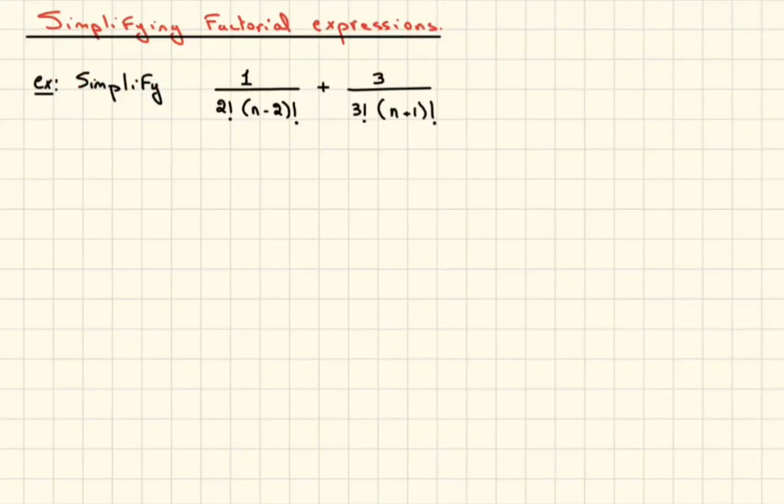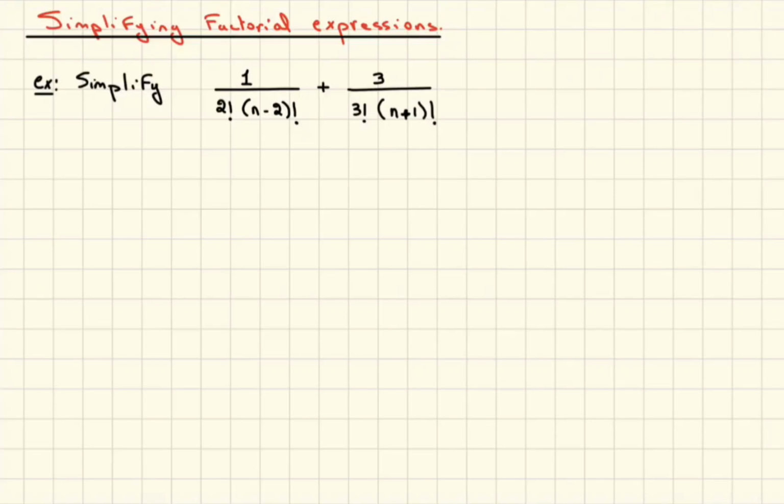In this video, we're going to talk about simplifying more factorial expressions. As you can see in this example, simplify 1 over 2 factorial multiplied by n minus 2 factorial plus 3 over 3 factorial multiplied by n plus 1 factorial. Now, we need to remember that whenever we're adding or subtracting two fractions, we must have a common denominator.